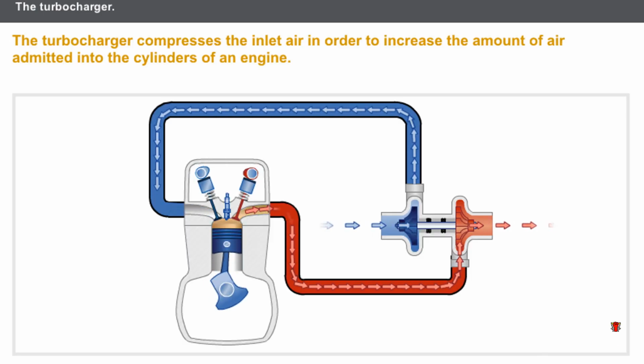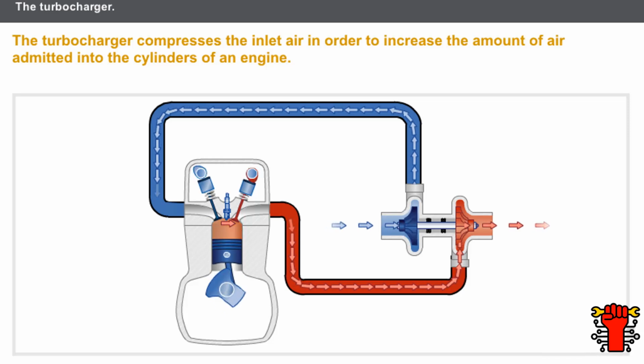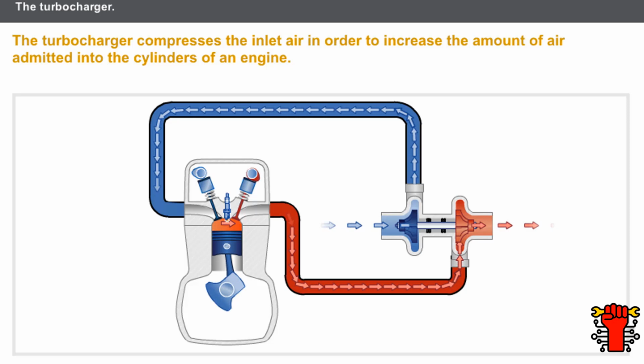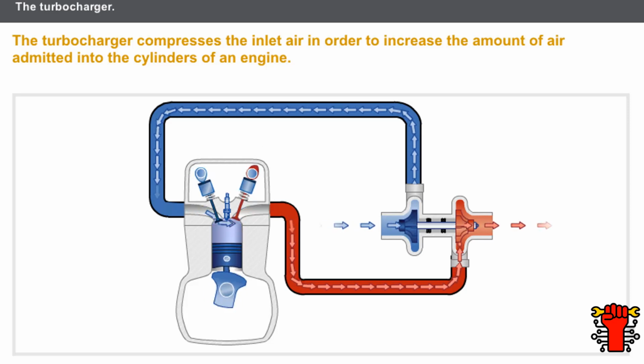The turbocharger compresses the inlet air in order to increase the amount of air admitted into the cylinders of an engine. A greater quantity of fuel can then be injected into this air mass. This means that the torque and the engine power can be increased without increasing the cubic capacity.